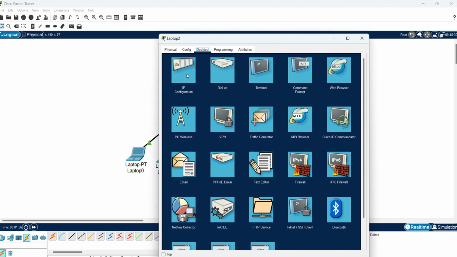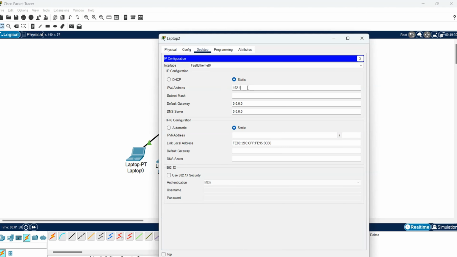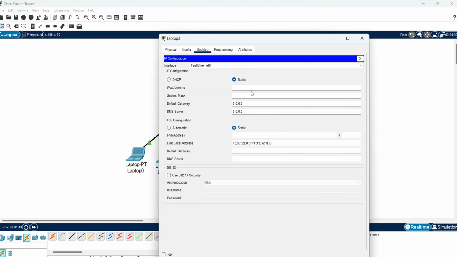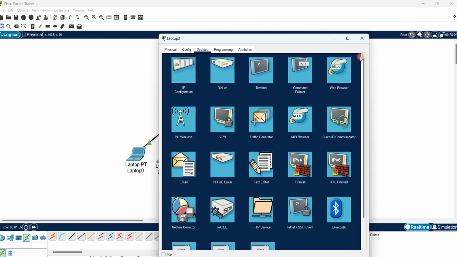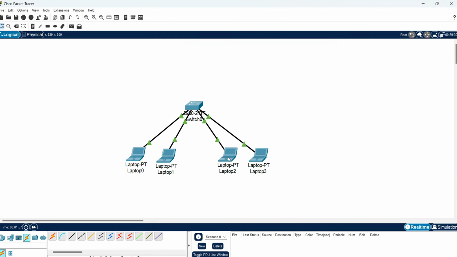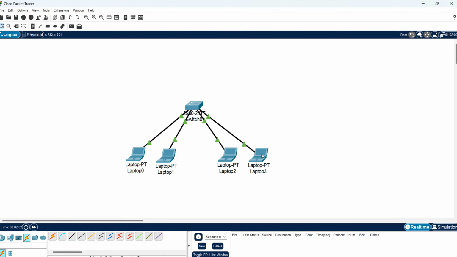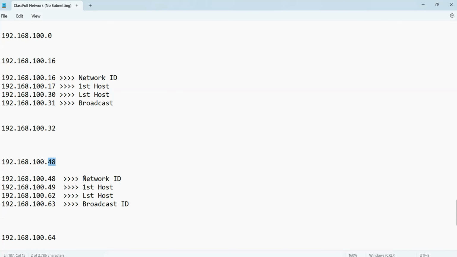50 and 60. And watch this. So this one is 192.168.100.50, and this one is 240. And this one is going to be 100.60, and this is 240. Let me maneuver the mouse. Watch this. Okay, so this is 100.50/28, and this one is 100.60/28. Now, 50 and 60 belong to the 48 network.